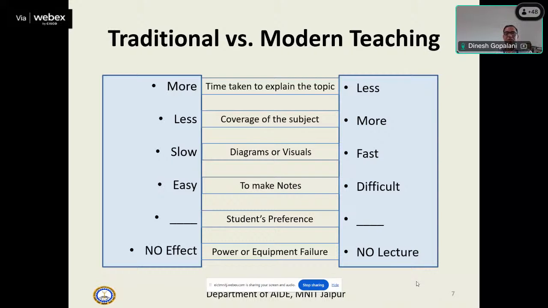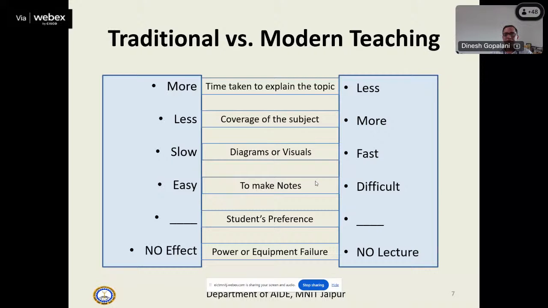Now, to make notes, this is from the student's perspective actually. This point is not in the form of other teachers actually. So here, in case of the traditional method, students will take a lot of time. They can make notes, whereas here it is difficult actually. But you may say that I can share my slides, I can share everything with them. No need to write, make the notes. That's okay.